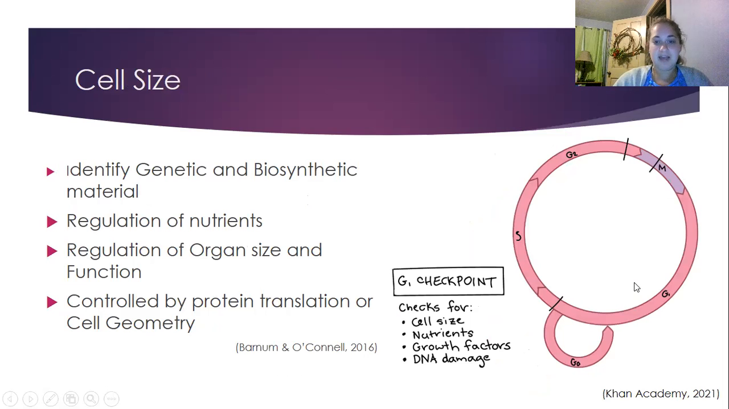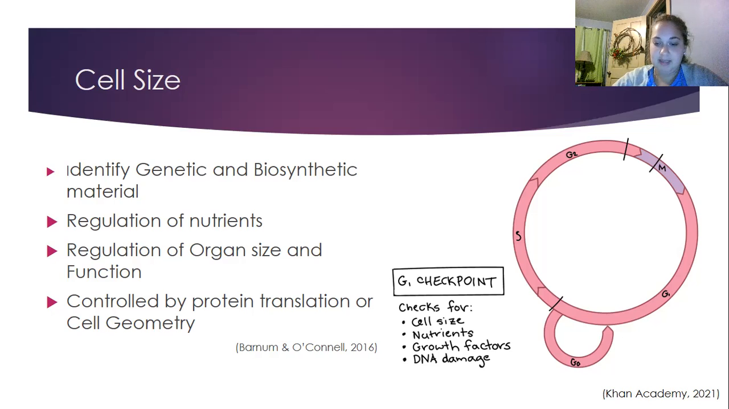Cell size is the first one that we're going to talk about as a checkpoint. At the G1 checkpoint, this is where the cell is evaluated. Cell size has also been found in the G2 checkpoint too, so not to say that you can't find it in G2, because you can, it's in both. They look for genetic and biosynthetic material, which will be doubled before division. We want to make sure that it's perfect, that there are no flaws in it before we start duplicating this and making more daughter cells.